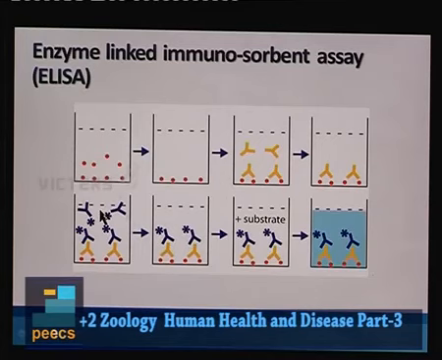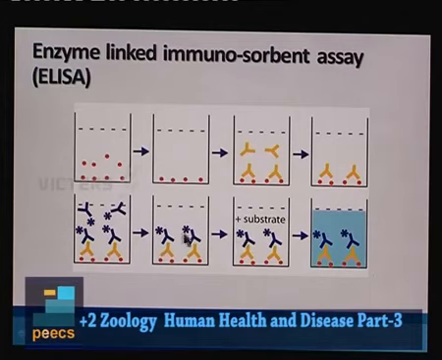Now, after this washing process, there will be adding of enzyme linked anti-antibody. So, what is anti-antibody? Anti-antibody will link with the antibody that is already linked with antigen. So, anti-antibody linked with enzyme will be added in this step. Again there is washing, and this enzyme is peroxidase enzyme.